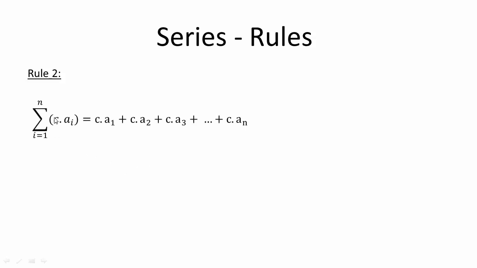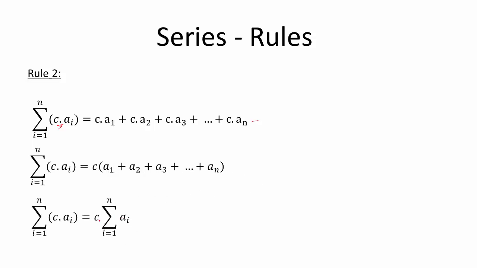Rule number 2. For any constant C that is not dependent on the index I, as you can see there's no I next to C, then we can say the sum of that constant times the sequence is the same as that constant times each term in the sequence, which is the same as that constant times the sum of each term in that sequence, which in sigma notation is the same as taking that C out and saying it's the constant times the sigma of that sequence.